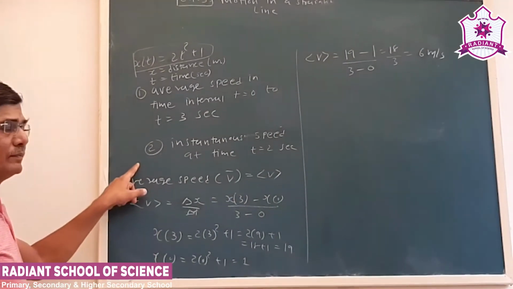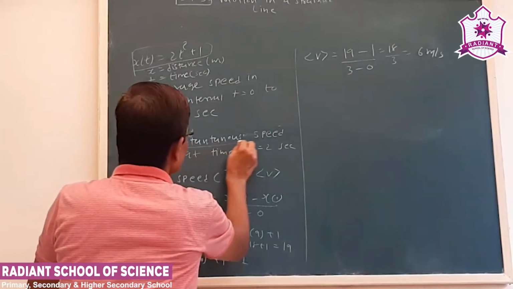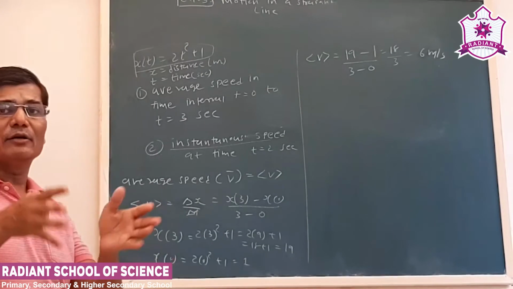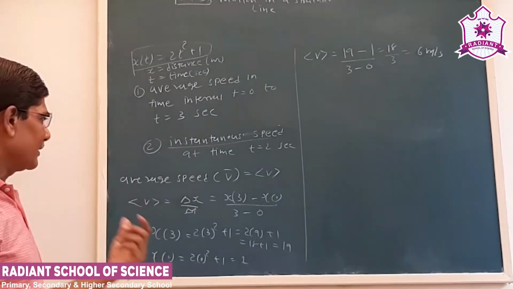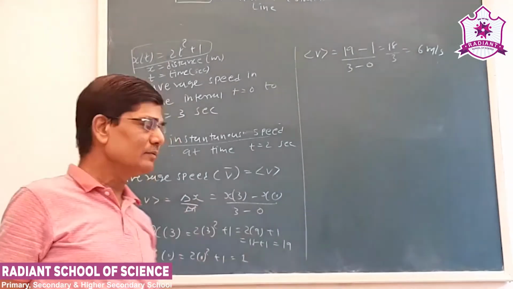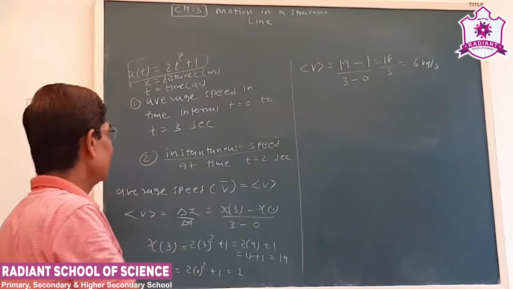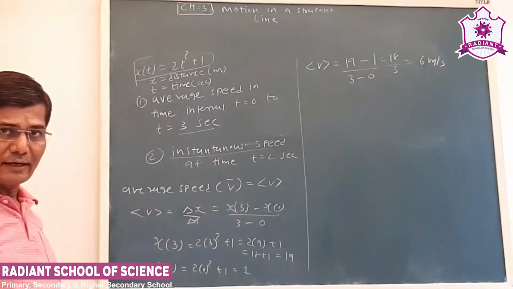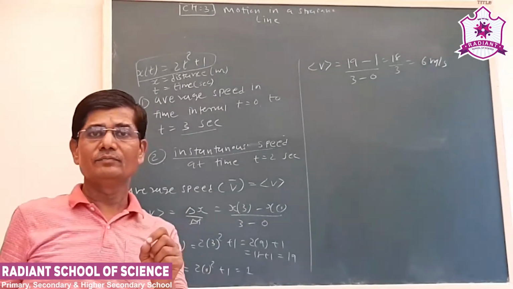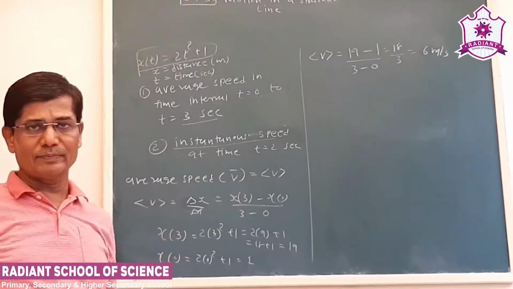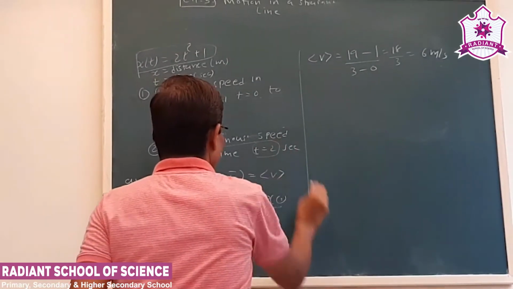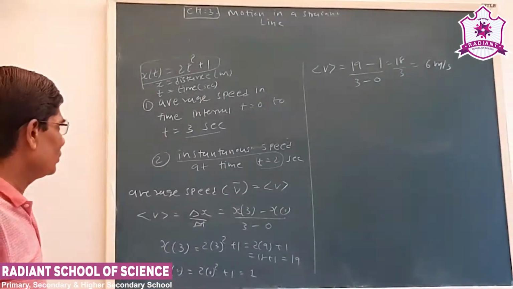Now the second part of the question, see the instantaneous speed, that is the speed at a particular time. We have to remember, whenever there is an average speed, there will be a time interval. Let us say it is given here as 0 and 3 seconds. But whenever we have to find out the instantaneous speed or instantaneous velocity, the time will be only one value, that is here given as, let us say, 2 seconds.